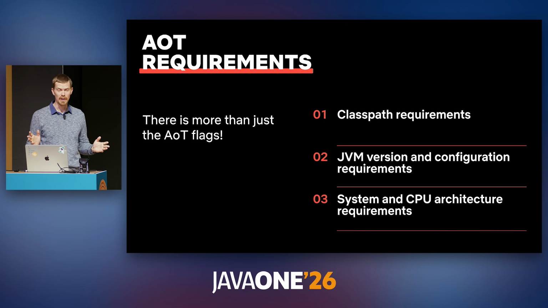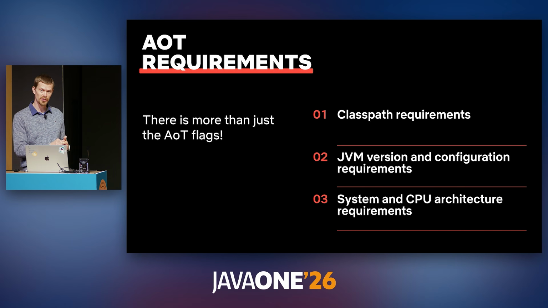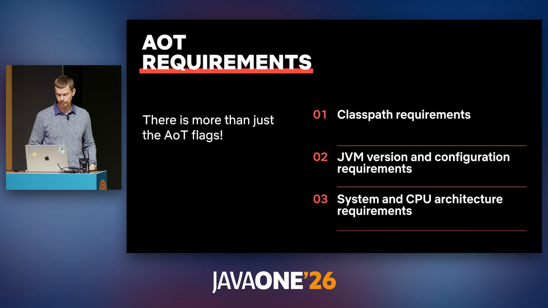The third group of requirements is that our operating system and CPU architecture need to match. And again, there are some details: not just CPU architecture in general, but even certain CPU features that are available need to match. For example, available vectorization instructions. As I said, typically if you break those requirements, the result is not catastrophic. Your application will still start, but you will not get the benefits of AOT.